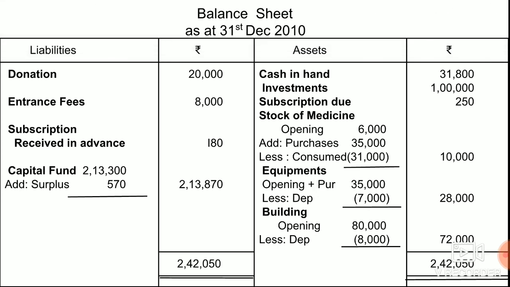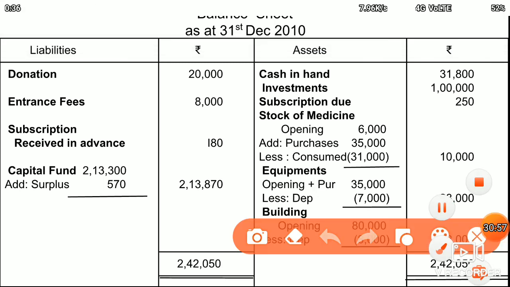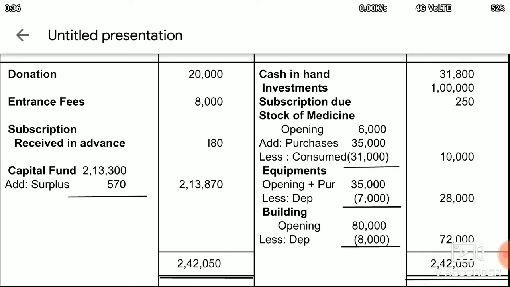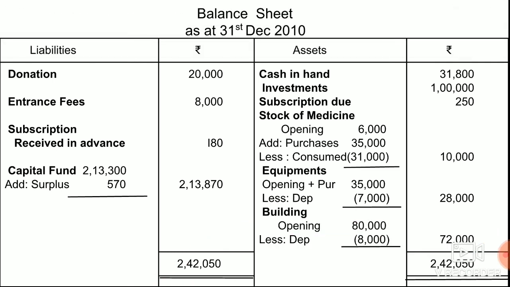Now if we total both the sides, we get the balance as 2,42,050. So this is how we prepare the balance sheet, and I hope you have understood how we prepare the balance sheet after this video.